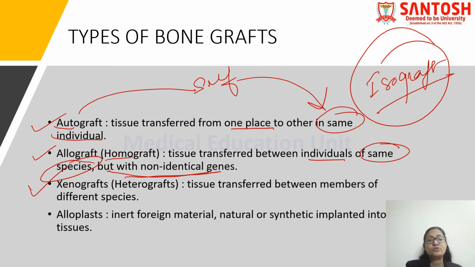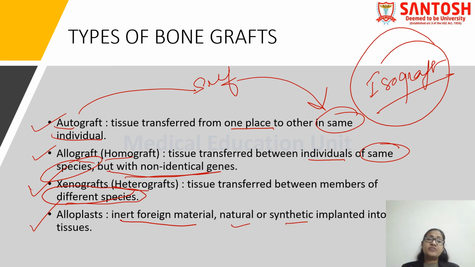Next is your xenograft, xeno or your hetero. That means transferred between members of different species. Keyword here is different species. For example, it could be bovine origin or it could be porcine origin. So it is not the human species. Next would be alloplasts. Alloplasts are inert foreign materials which could either be natural or synthetic.